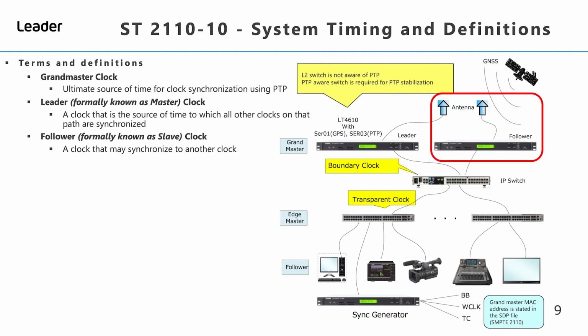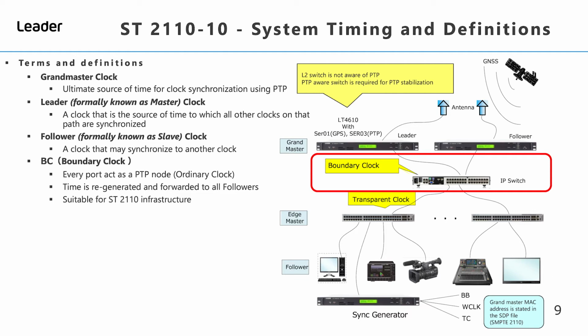Next we have the Follower Clock, formerly known as a Slave Clock, and this is a clock that synchronizes to another clock. Next we have the Boundary Clock. Every port acts as a PTP node, or ordinary clock. Time is regenerated and forwarded to all followers, and this is suitable for SMPTE ST 2110 infrastructures.